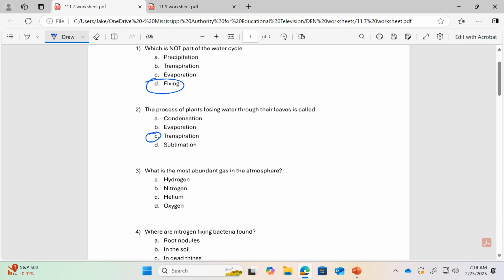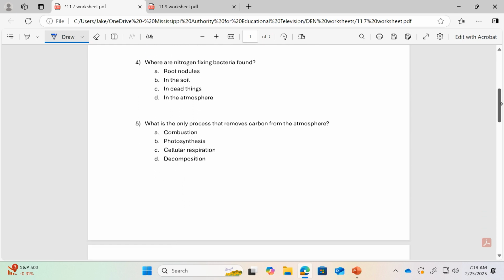All right, number 3 says, what is the most abundant gas in the atmosphere? So kind of surprisingly, this is going to be letter B, nitrogen. We tend to think of oxygen as being very abundant in our atmosphere, and it is, especially compared to other planets. But actually, nitrogen makes up the majority of our atmosphere. Great.